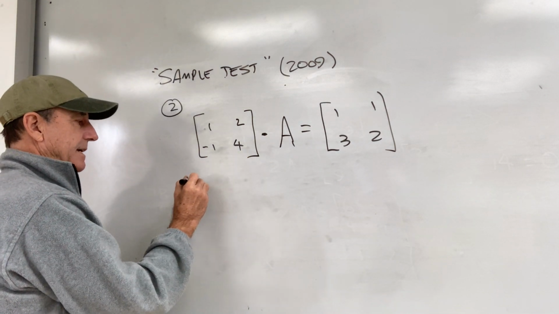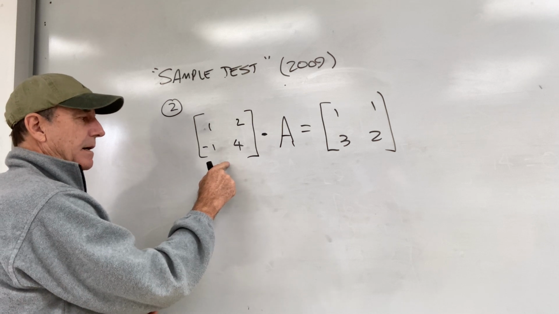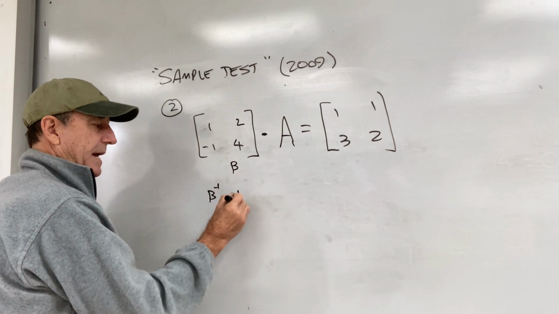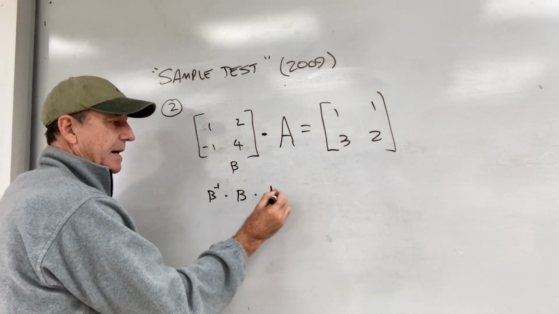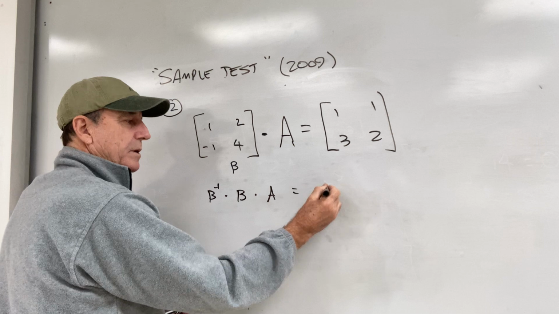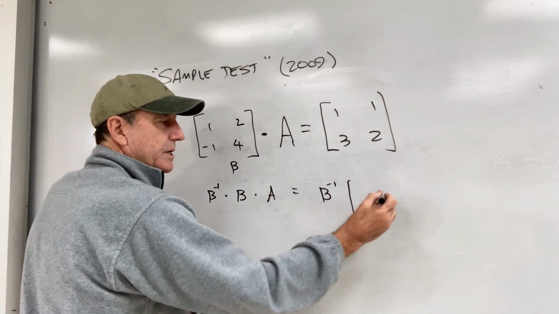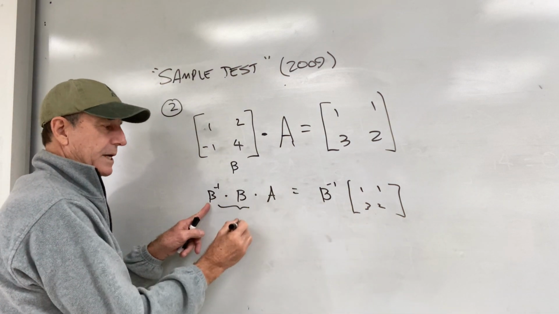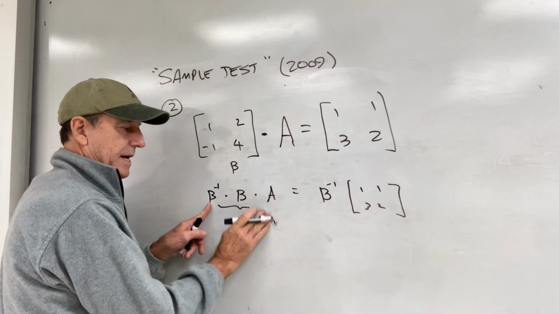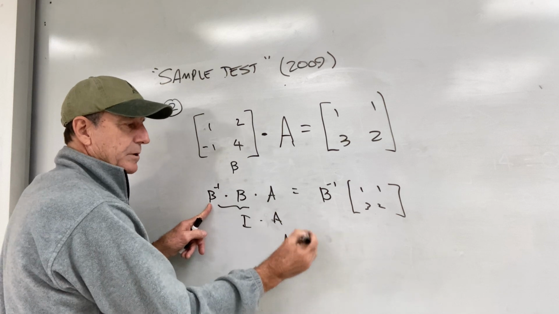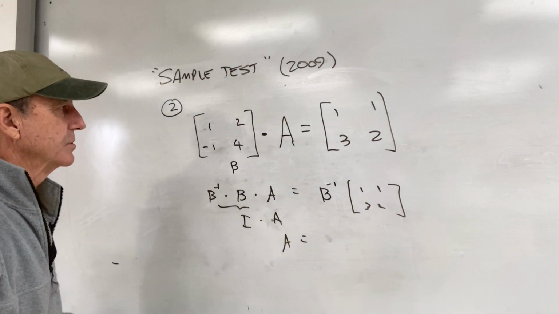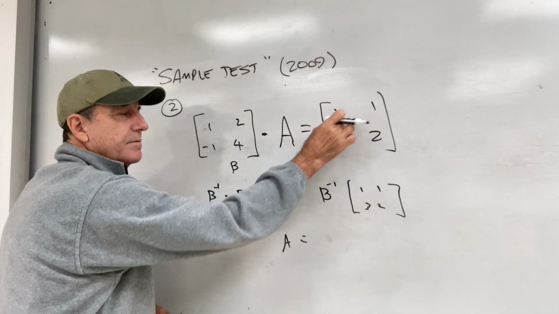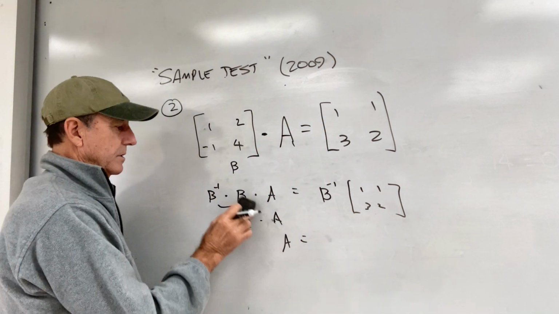So if we can get the inverse of this matrix, I'll just call this B just for a minute. If we can get B inverse and then multiply that times B and then multiply that times A, and do the same thing over here, B inverse times this matrix here, 1, 1, 3, 2, this bit will be I, and I times A is going to be A, and that will give us our answer. So in order to solve for A, we basically need the inverse of this matrix, and we're going to put it in front of this one. So let's see if we can do that.